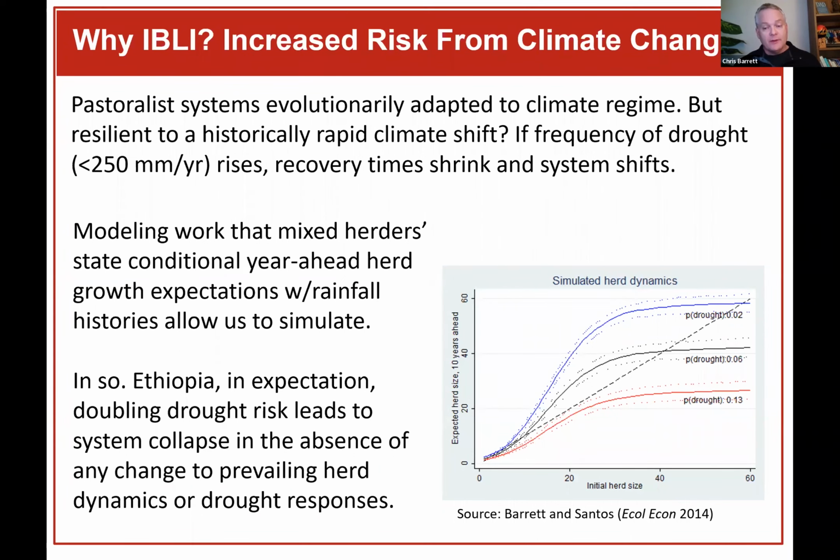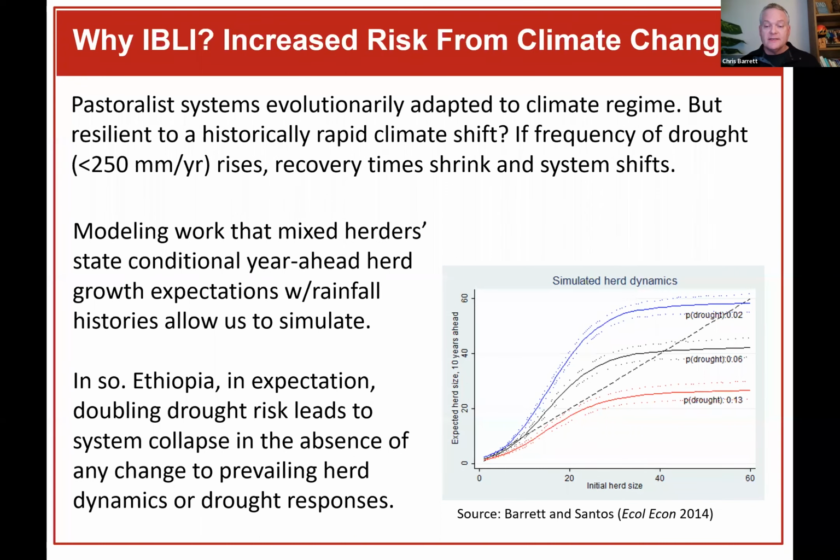And one thing we've been able to establish through simulation modeling, based off of taking detailed data on herders' understandings of their own herds' state conditional year-ahead growth, mixing that with rainfall realizations, is we can simulate what happens when we start to see more frequent drought, when we start to see rainfall in particular below 250 millimeters a year in these areas of southern Ethiopia where we study this.